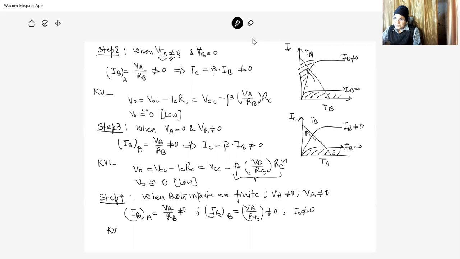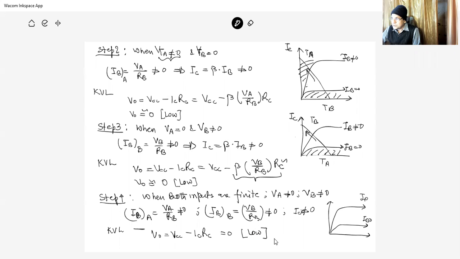And then KVL again states that V output is equal to VCC minus IC RC, which is equal to 0. And this is again the low state. And if we see this characteristic diagram, we find that for both transistors, here IB is equal to 0, and here IB is not equal to 0. So both transistors TA and TB are in saturation region, and here it is the cutoff region. So no transistor is in cutoff region at this time.